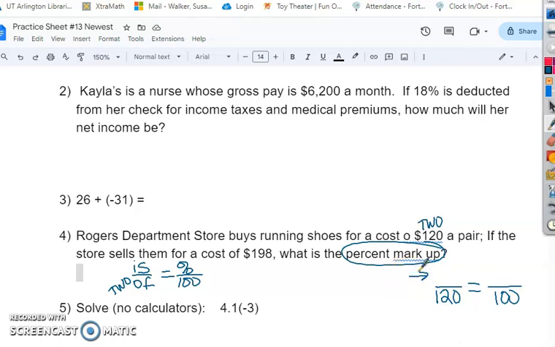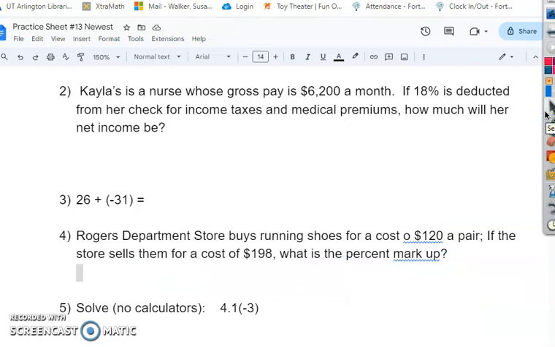Up here, we figure out how much it was marked up by. Okay, so we've changed it to 198, and it was 120. That means $78. It increased by $78. Okay, so right here I cannot cross any zeros, but I will tell you before you divide on the next step, you can cross zeros. Okay. Number 5, I'm going to let you do this. Just make sure you count over the spaces on this.